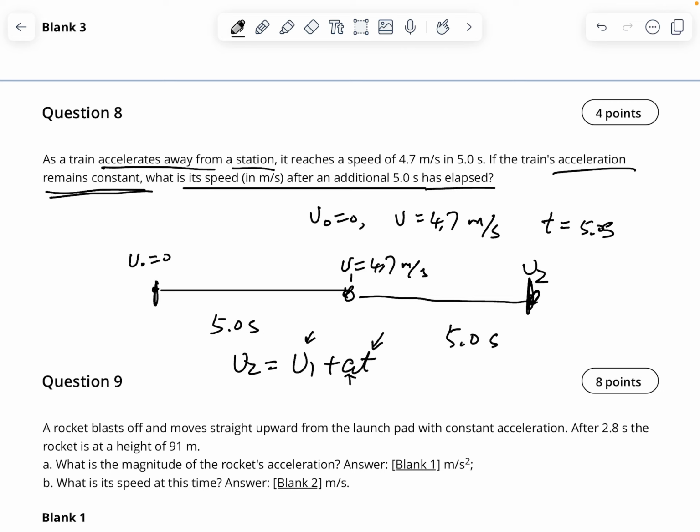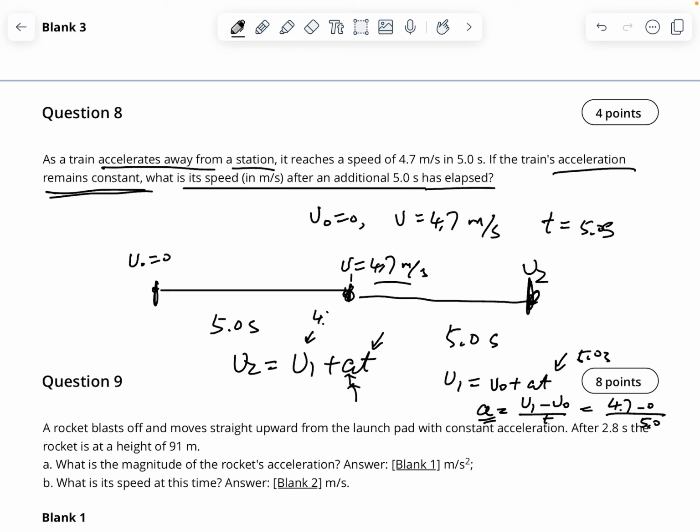Well, we can get A from 0 to 5.0 seconds, right? So you see this one, V1 equal to V naught plus AT. So this is 5.0 seconds. So A equal to V1 minus V naught divided by T, equal to 4.7 minus 0 divided by 5.0, right? So this is A. Then once we know A, we can plug A into here.